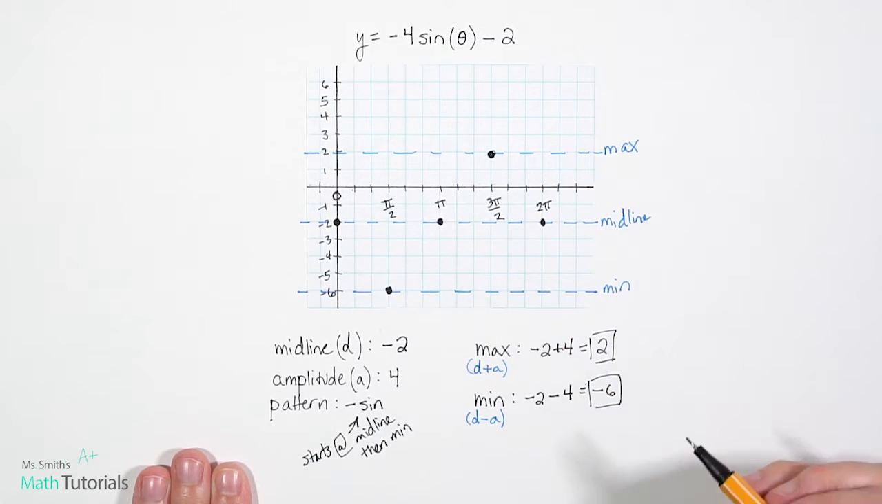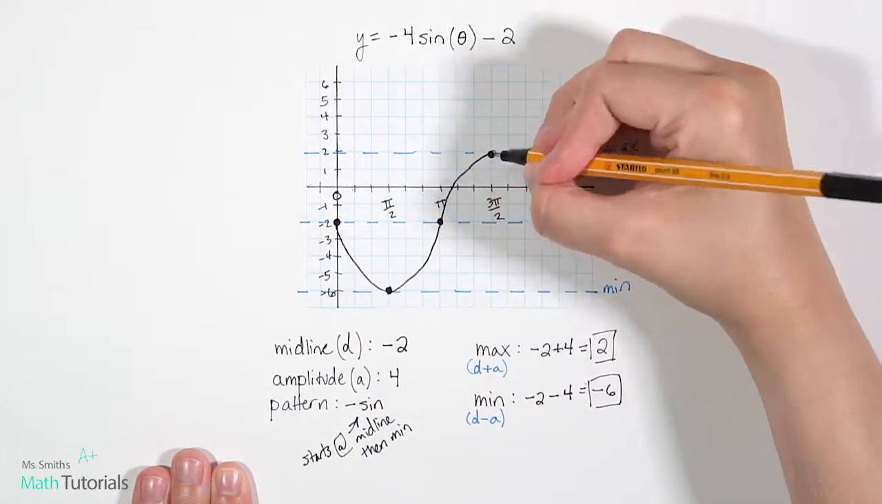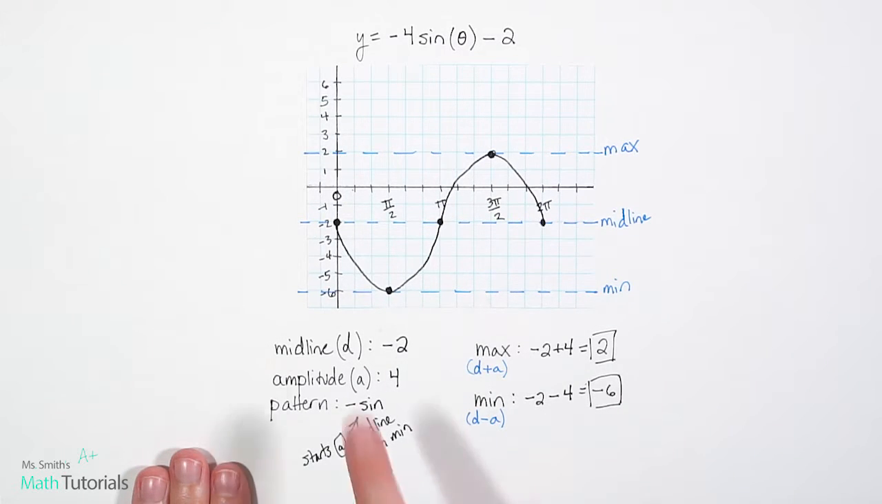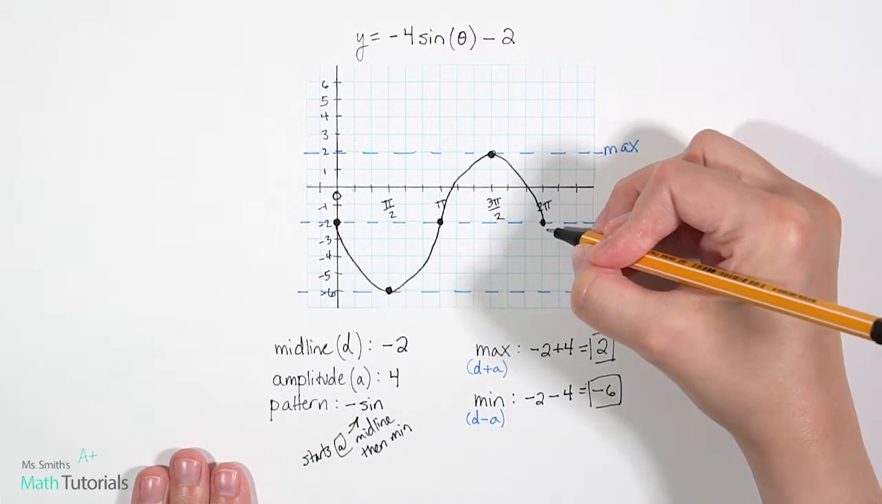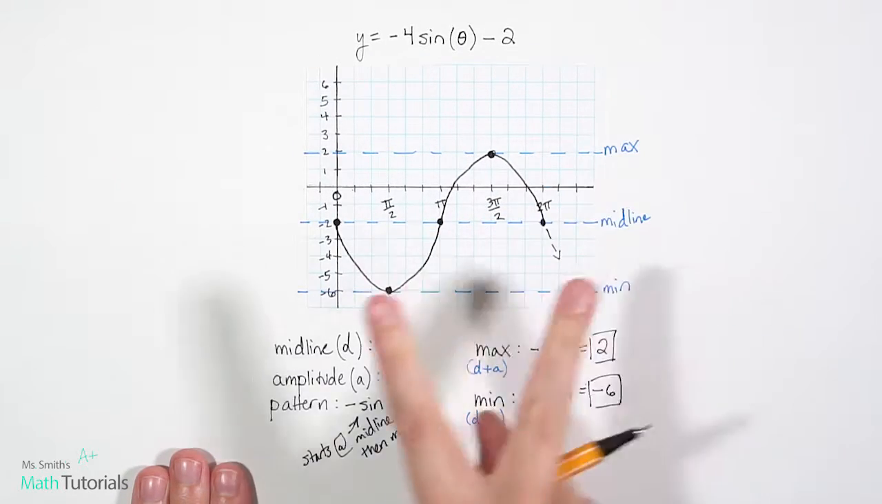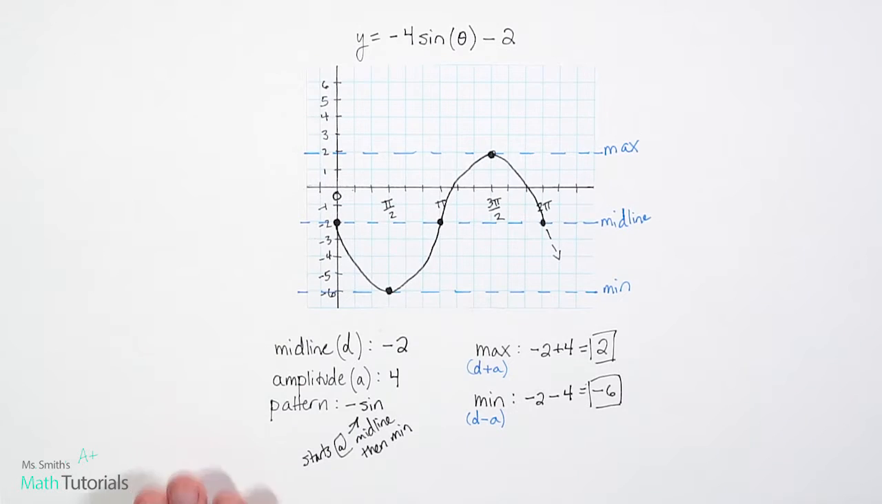And then you want to go ahead and connect. Okay, so notice we have that nice wavelength in our negative sine pattern. This would continue on as always, but this is 1 period.